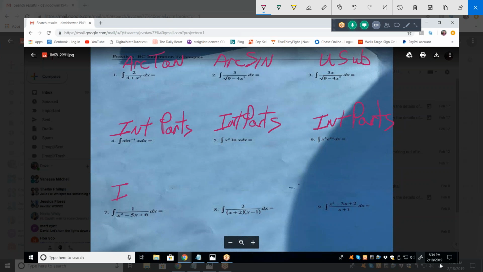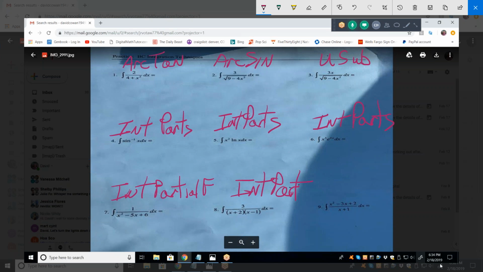Partial fraction. Yeah, when you see a denominator that's factorable, so integration by partial fractions. About number 8? I think same thing. Integration by partial fractions.